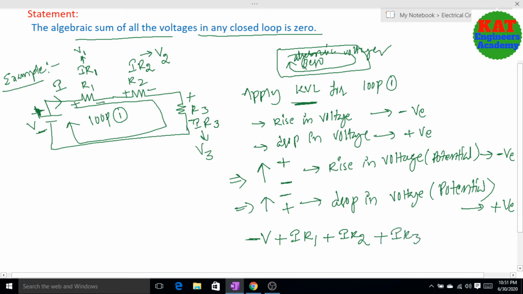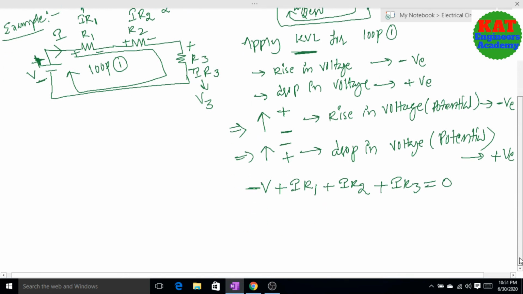Now finally all elements return to the source potential, which you consider equal to 0. According to the KVL, the algebraic sum of voltages is equal to 0 in a closed loop. So this is the KVL equation. You have to follow the rule and then frame the equation.